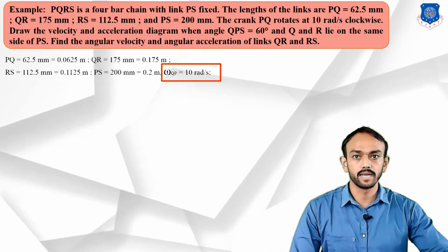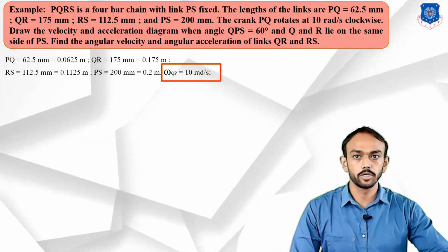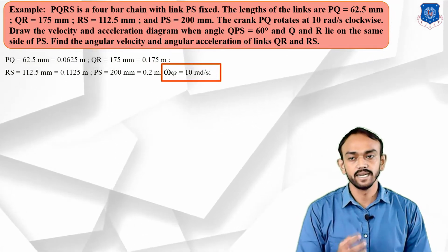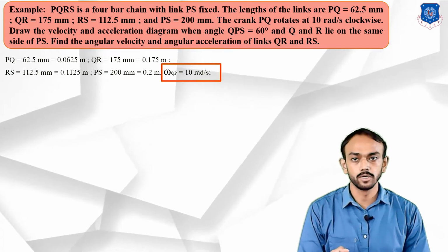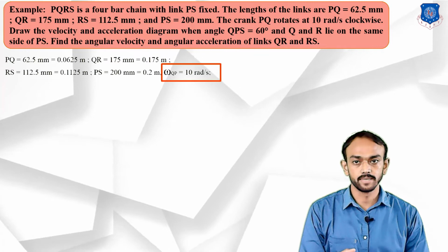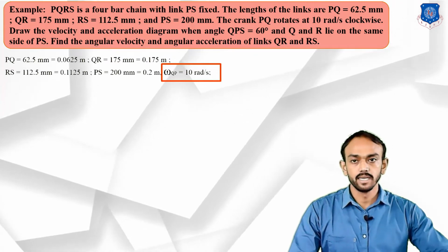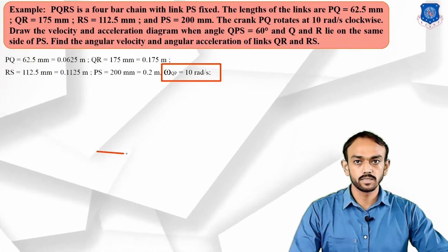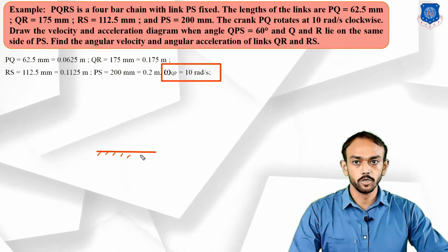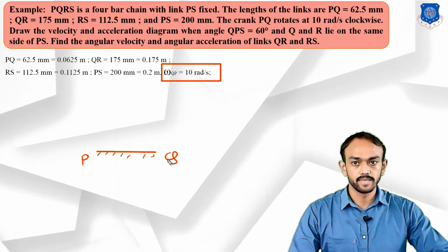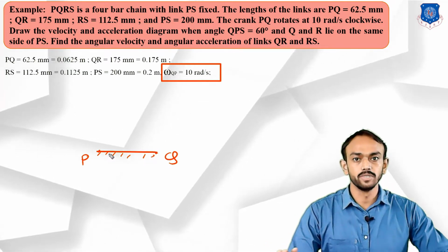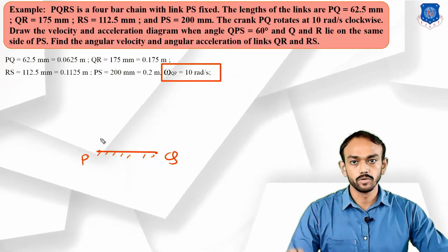Now the angular velocity is given, omega QP. You can see the crank PQ is rotating at 10 radian per second in a clockwise direction. So omega QP will become 10 radian per second. Now as you know, PS is the fixed link here. I am drawing this diagram without any scale so you can understand very well.